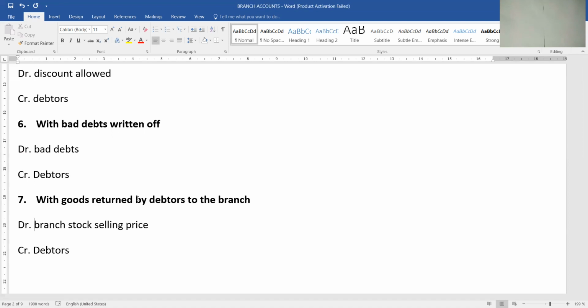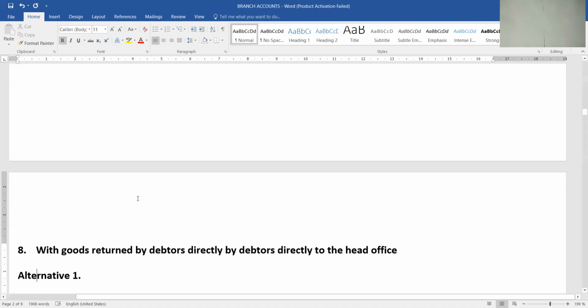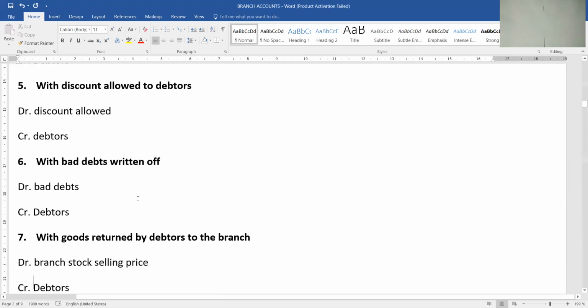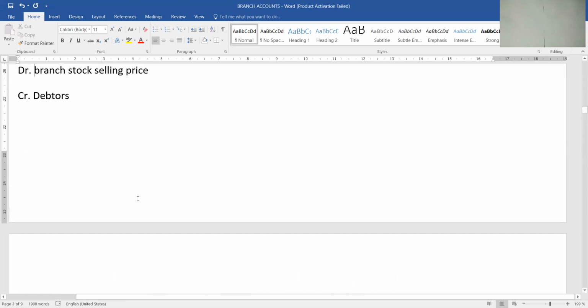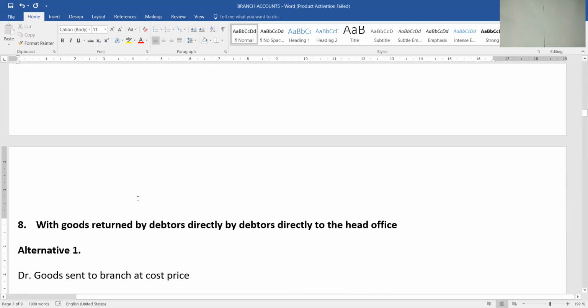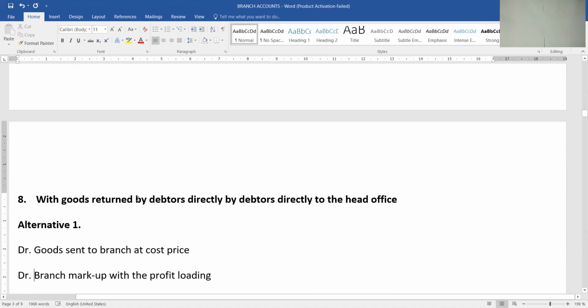So with goods returned by the debtors to the branch, if the debtors return goods to the branch, you debit branch stock, because obviously they now come back to the stock, and you reduce the debtors, that is, you credit the debtors account. So the next one, with goods returned by the debtors directly to the head office.